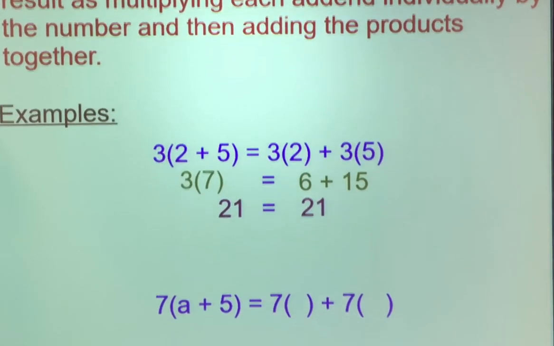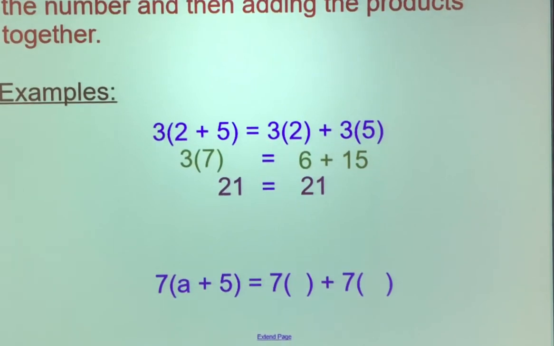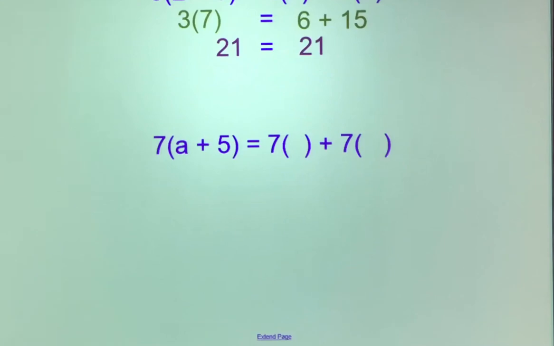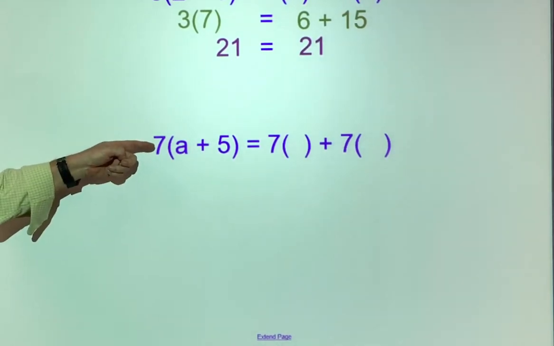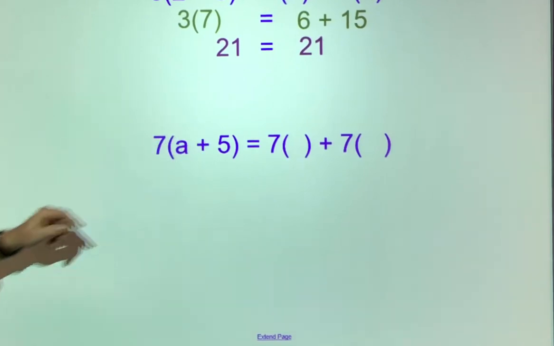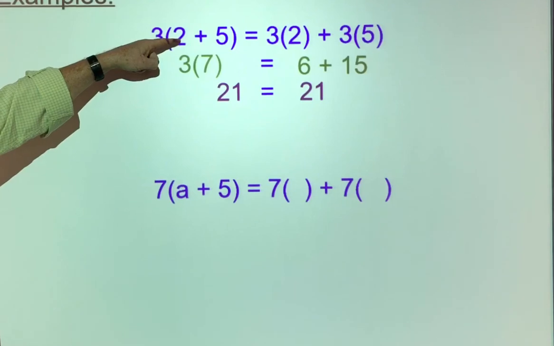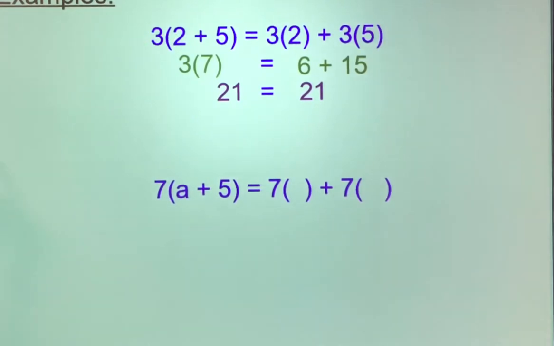One of the most frequent times we're going to use the distributive property in algebra and pre-algebra is opening up parentheses so we can solve an equation, okay? Go ahead and take a look at this example. It says 7 times the sum of a plus 5. Well, it's similar except we have a variable in the place where the 2 was up above.